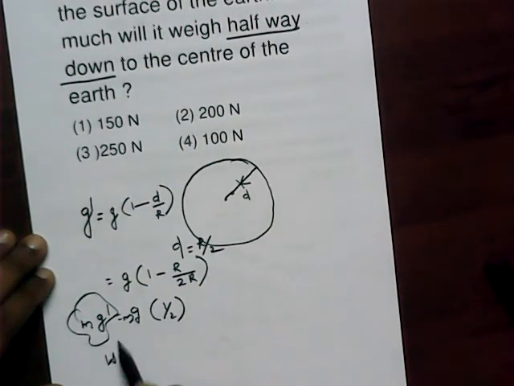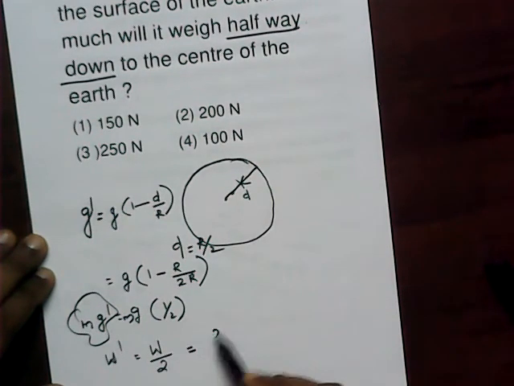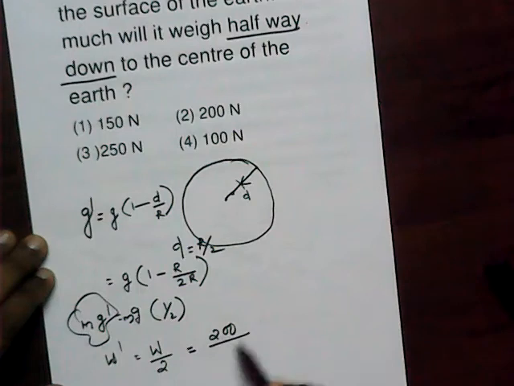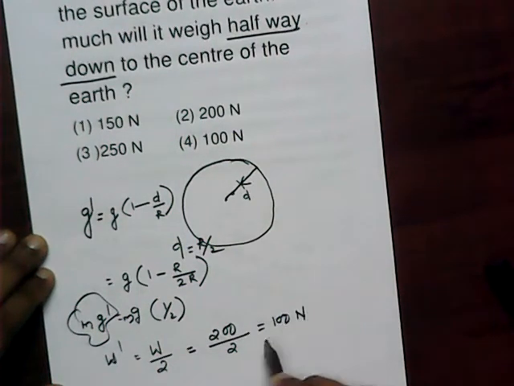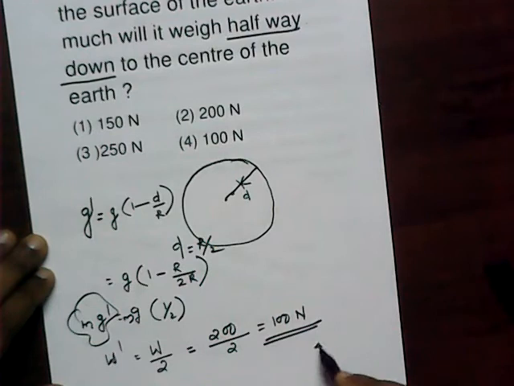So W dash is equal to W on the surface by 2. At the surface it is given as 200. That divided by 2, so equal to 100 Newton. So we can take the answer as 4.